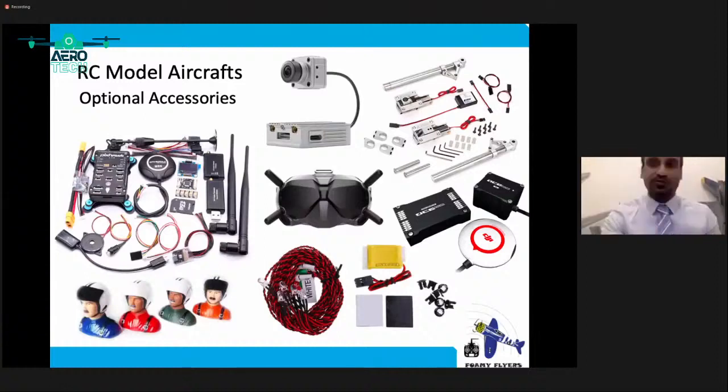And obviously you need to find out whether this is going to add a lot of weight. As you can see, this is a bit heavy. This is for a bigger model aircraft anyway. So you need to find out whether this is worth doing. Some people might put on lights and retracts and all these kinds of things, and you might not be able to fly the aircraft because it has gotten heavier.